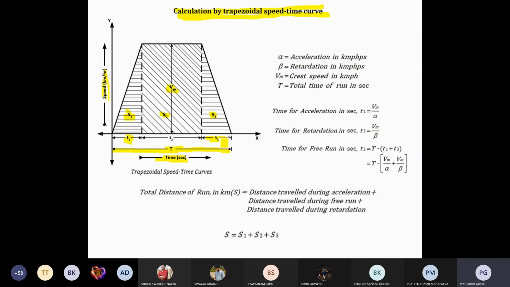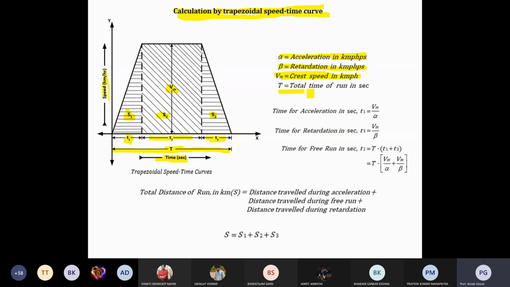For S2 the time period is T2. So first one, alpha. What is alpha? Acceleration in kilometer per hour per second. Beta is your retardation in kilometer per hour per second. Vm is your maximum speed or crest speed. T is your total time of run in second. Time for acceleration in second is T1.